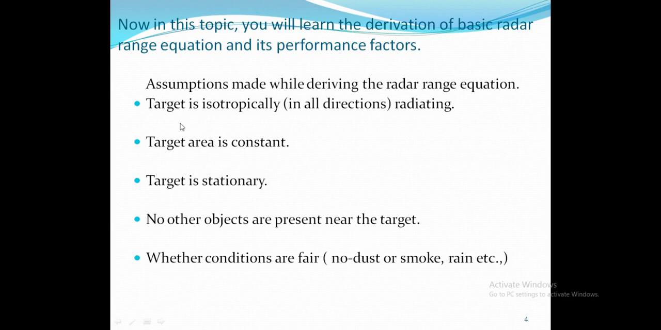First, the target is isotropically radiating. That means in all the directions the target will radiate. Next, the target area is constant and the target is stationary. Next, no other objects are present near the target. The last condition is that weather conditions are fair, that means no dust or smoke or rain or anything. We have to assume all these conditions for deriving the radar range equation.